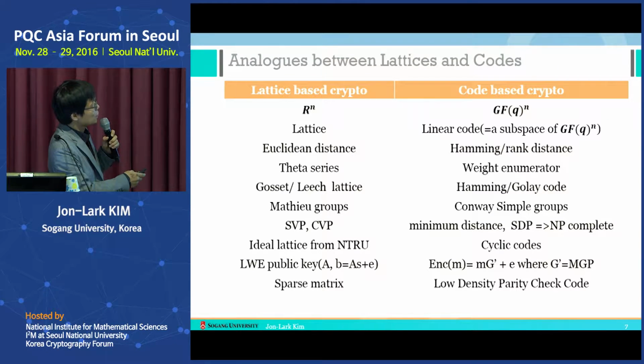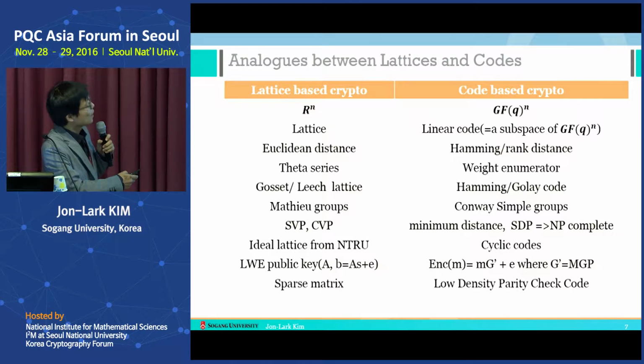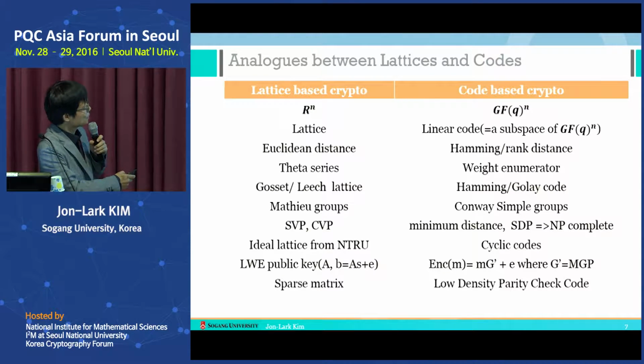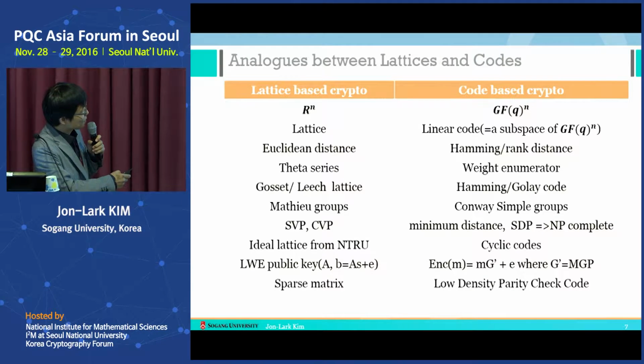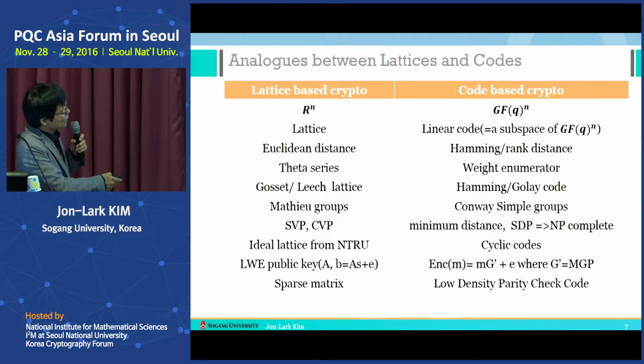Given a lattice, we try to count the norms, the lengths from the origin to the lattice vectors. We count that, and that's called the theta series. The shortest vector problem basically is to find the first non-zero, the smallest non-zero norm in this series. If you solve this, then you solve for the first non-zero coefficients of this series. And that corresponds to the weight enumerator of the code.